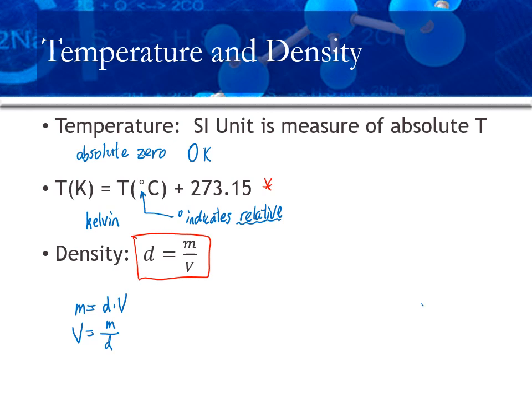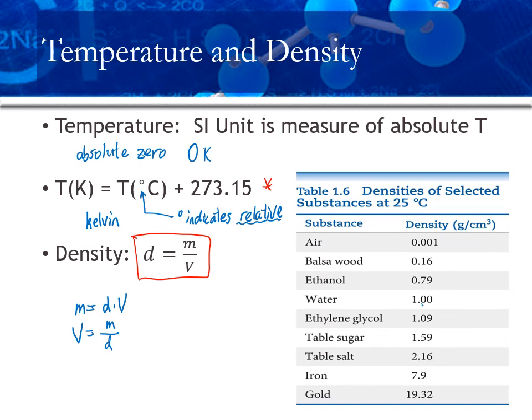Now, some densities are given in table 1.6. I'm not asking you to memorize this table by any means, but it is useful to know that the density of water just on a relative scale is about 1 gram per cubic centimeter. Remember, 1 cubic centimeter is the same thing as 1 milliliter. So this would be the same thing as 1.0 grams per milliliter. And that just gives you sort of a signpost, a comparison that you can compare densities of other things to.